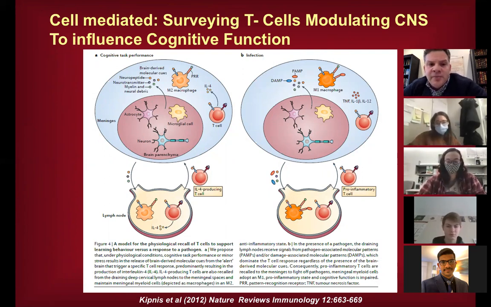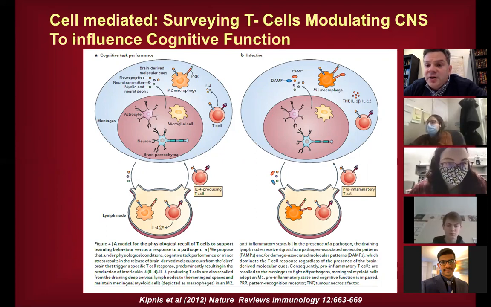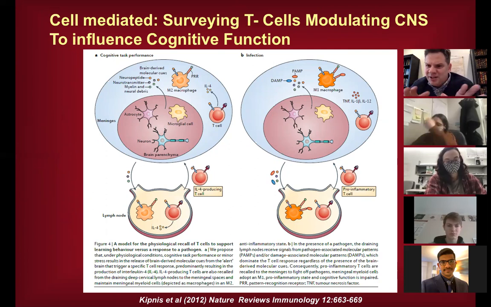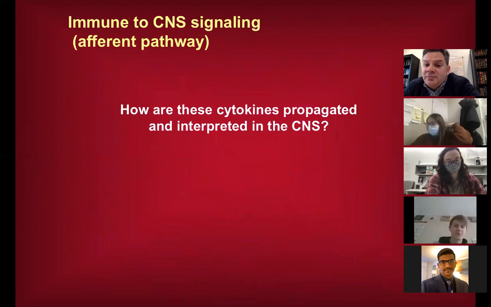This is more work by Kipnis showing that you have surveying T cells modulating cognitive function, basically showing you that with an infection, this is going to be altered, and you can see altered cognition as well. That's part of this T cell monocyte macrophage loop. So what's important about this is, how many of you have ever taken a test when you felt really sick? And how did you do on that test? Probably not as well as you would have if you were healthy. So this is something we see: these cytokine pathways and disruption in T cells affect memory and cognition.